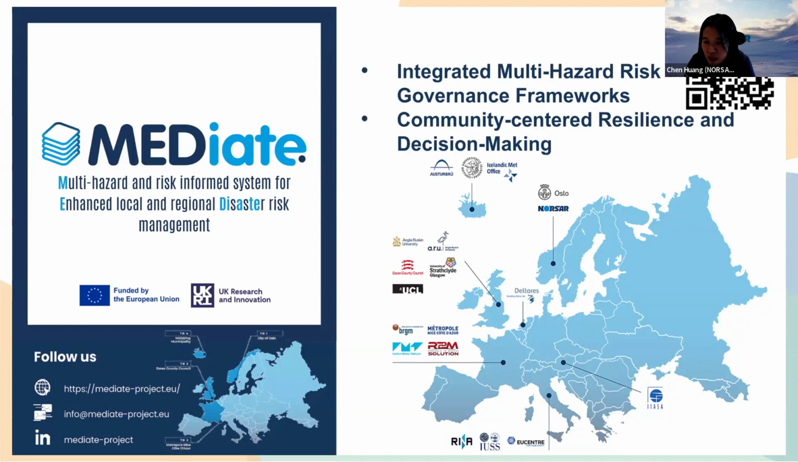This policy will help to account for the challenges of increasing frequency and interaction of hazards, which demands integrated planning going beyond the conventional method of treating each natural hazard like floods, earthquakes, and wildfires as separate and isolated events. And with the policy on community-centered resilience and decision-making, we want to embed participatory and inclusive risk management practice into disaster policy at the local and regional levels.